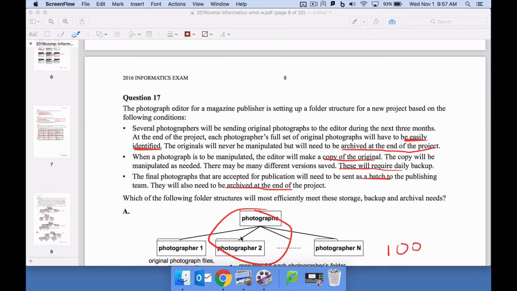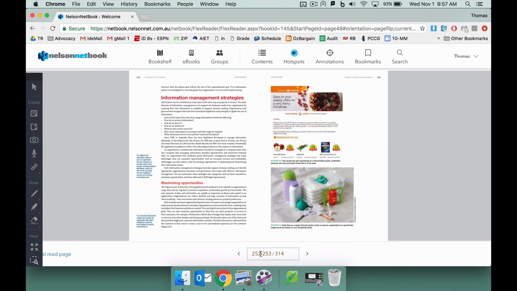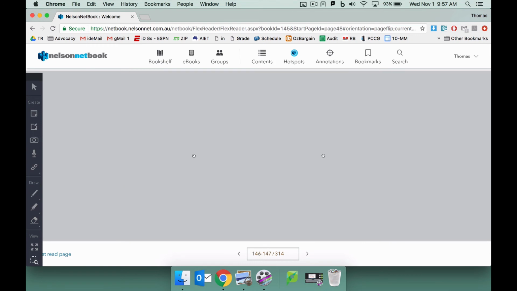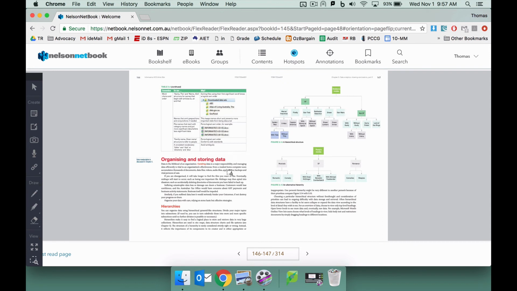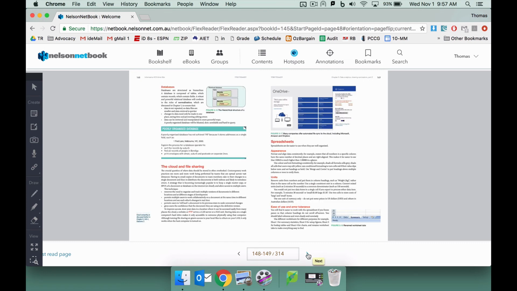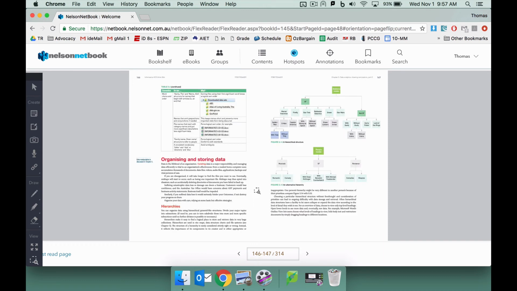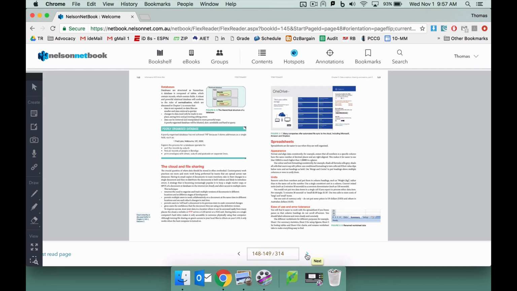There is some content or reading in our book based on this, which is at 146. So organizing and storing data, hierarchies, folder structure. But a lot of it should come through our experience in class, organizing folders in Drive, on the server, on your desktops, in your student drives, etc. So you can go through this and read it a little bit, but a lot of it should be common sense to us.